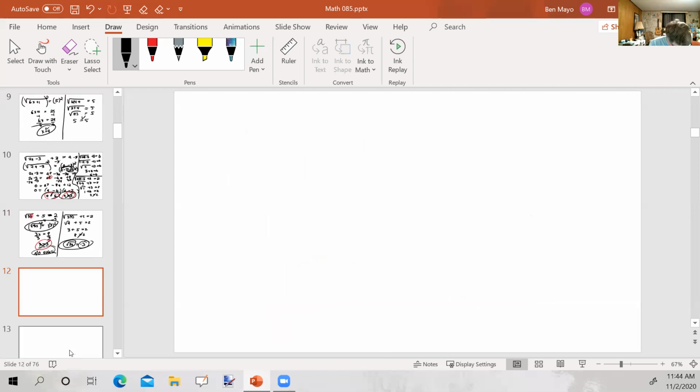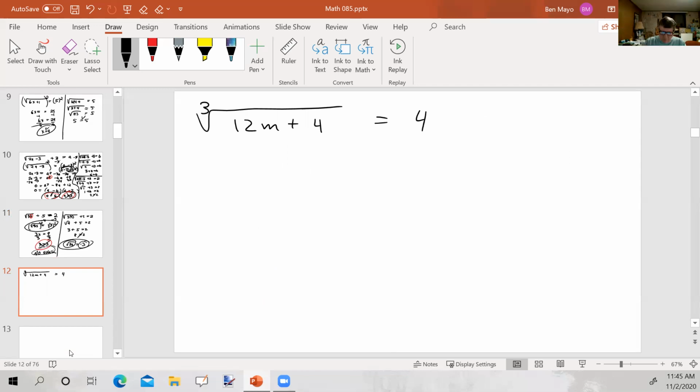All right, now, what if we have the cube root of 12m plus 4 equals 4? Once again, we've got the radical term isolated, but now we don't have a square root, we have a cube root.